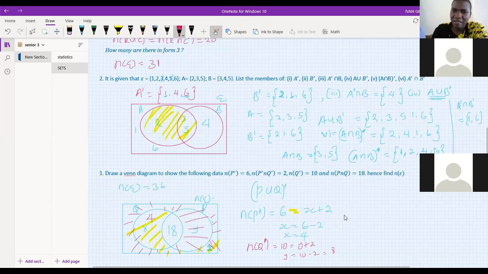And therefore here we can say the number of those that liked P only, that is P intersection Q complement, were 8. So we have P only, this is 8. Now the question wants you to find those that are in the universal set. You just add everything inside. That would be 4 plus 18 plus 8 plus 2. What do we get?